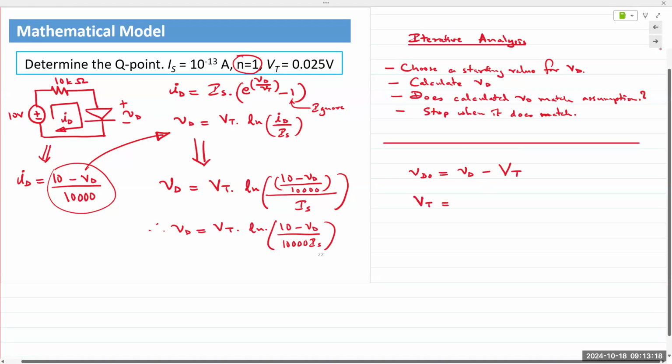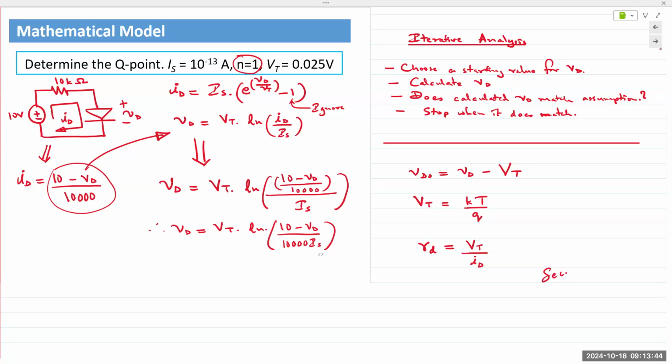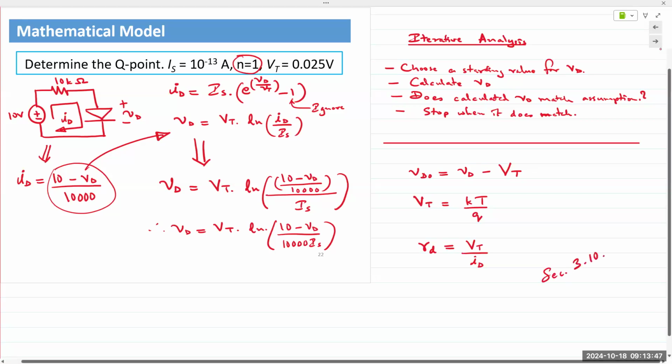These equations are there. And of course, VT is KT over Q. K is the Boltzmann constant, T is the temperature in Kelvin, and Q is one unit charge. And then the diode resistance RD is simply VT over ID, the diode current. This is in section 3.10, and it's either 0.2 or 0.3, I believe, 0.2, I believe, the iterative model.